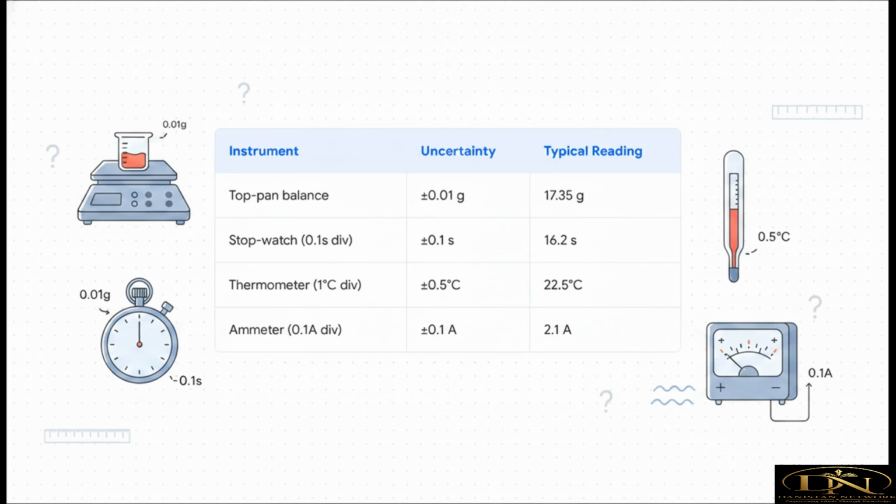Like a top pan balance, right? It's usually good to about 1/100th of a gram. Or a thermometer with 1-degree marks. You can usually estimate to about 1/2 degree. This just gives you a really good feel for the built-in limits you're working with from the get-go.